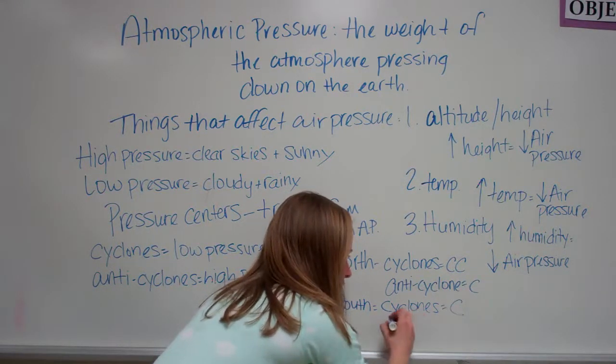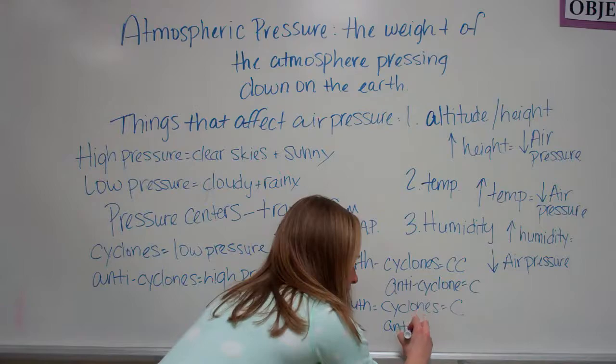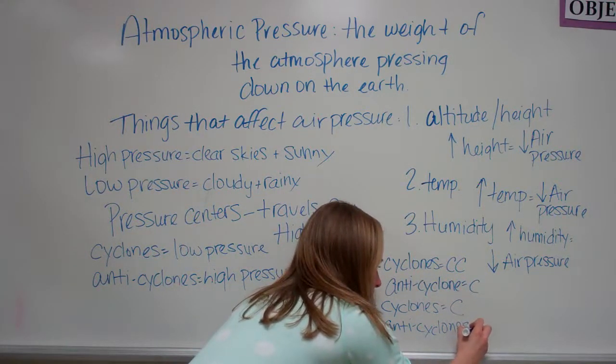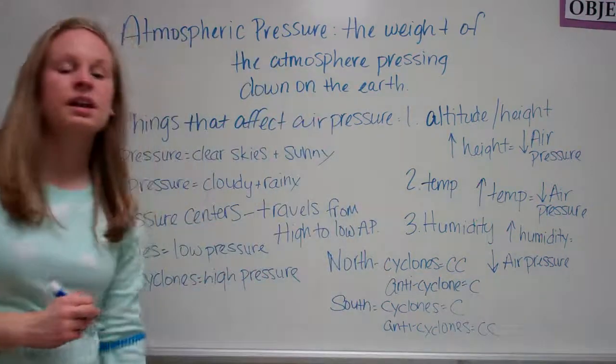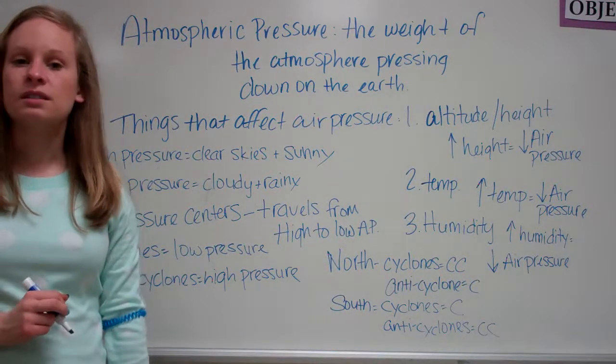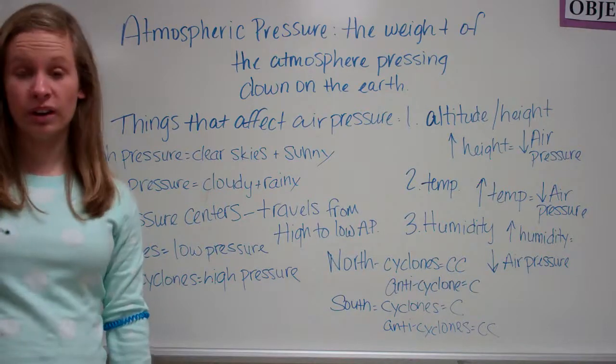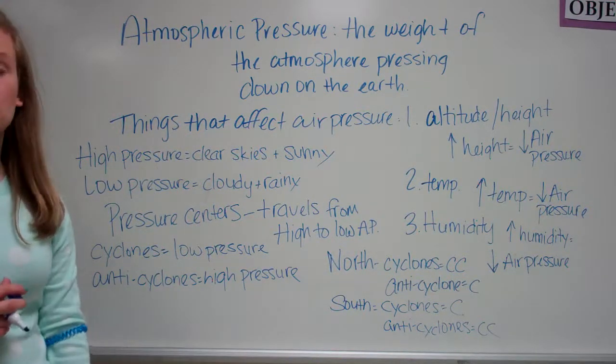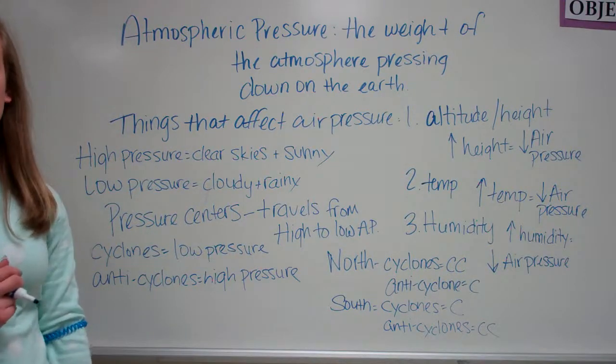I'm just writing C for clockwise, and CC for counterclockwise. The reason they flow in opposite directions is the rotation of the Earth and the Coriolis effect. So that is air pressure for you, or atmospheric pressure, the weight of the atmosphere pressing down on the Earth.